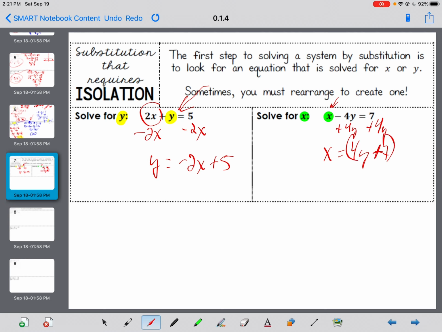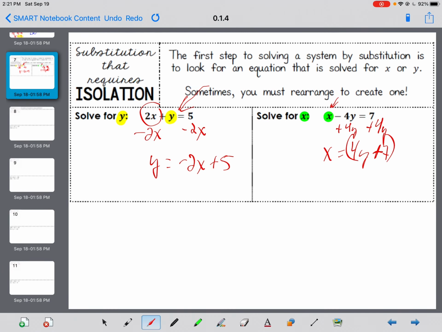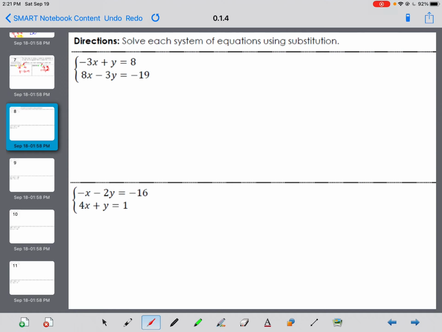And then I take this whole thing and I'm going to plug it into whatever equation because I got 1x by itself. Now if they both have numbers by them, I'd look at the other equation. See if there's a single variable. If neither of them has one, then I don't know, pick the one that's easier to solve for. So let's have a look here. Oh, there they are. Look at that. Negative 3x plus y equals 8 and 8x minus 3y equals negative 19.